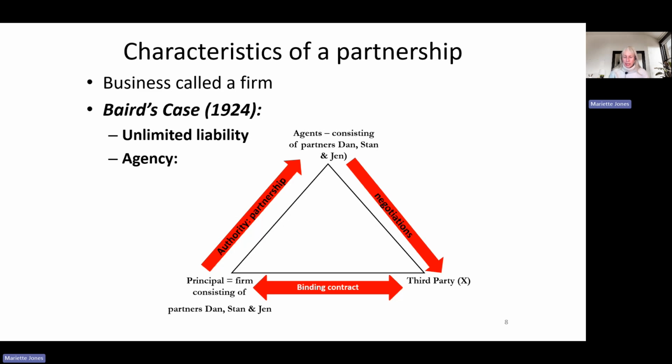Each partner is also an agent of the firm. If you look at this triangle, it shows the classic relationship. The principal being the firm, and all of the partners being seen as agents of the principal. They can then conclude contracts with third parties, which will form a binding contract with the firm, which in turn is made up of all of the partners. So each partner is also an agent of the firm, meaning their actions bind all of the other partners when these actions are done in the ordinary course of business of the partnership.